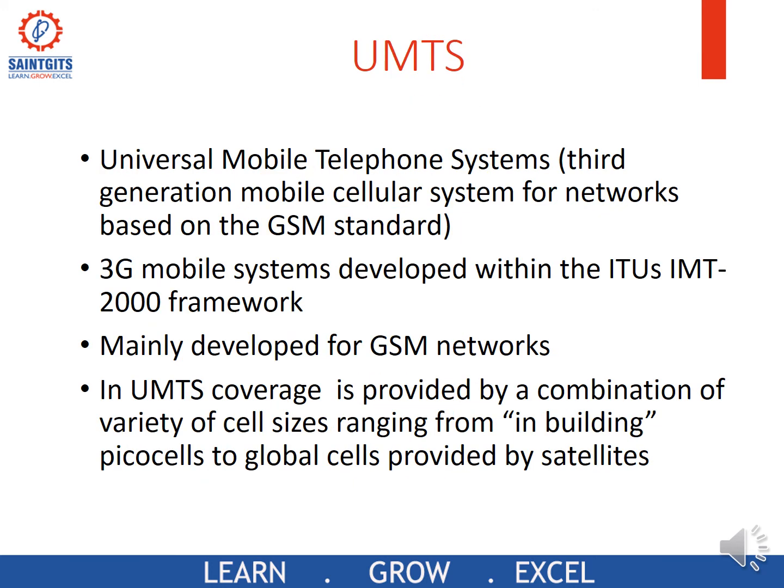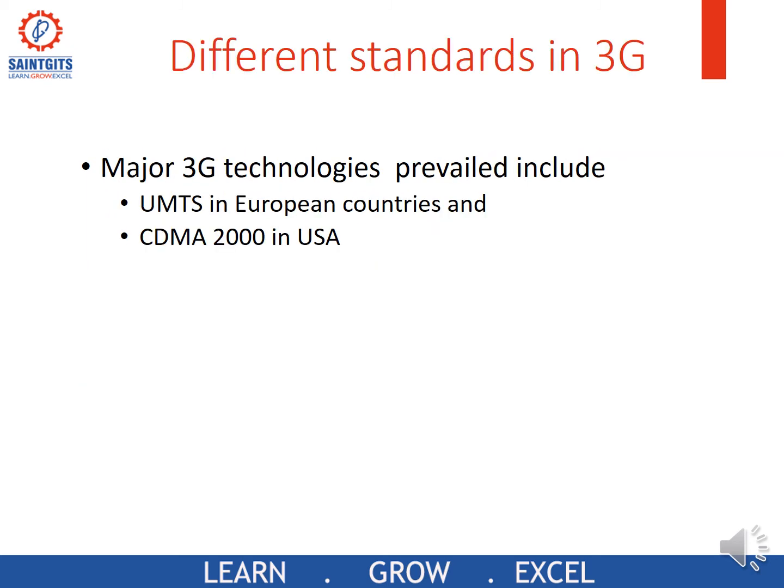UMTS, Universal Mobile Telephone System, is one of the 3G mobile systems. UMTS was developed mainly for GSM networks so that these could be easily upgraded to UMTS networks. In UMTS, coverage is provided by a combination of a variety of cells ranging from in-building picocells to global coverage provided by satellites. These are the different standards in 3G technologies. One is UMTS, which is used in European countries, and CDMA, which is used in USA.